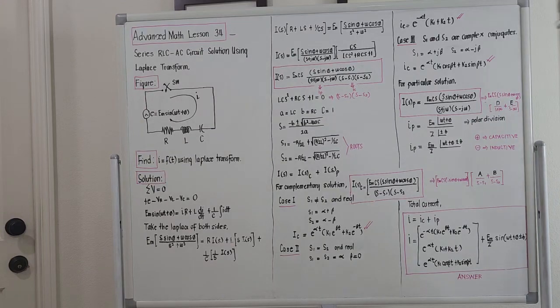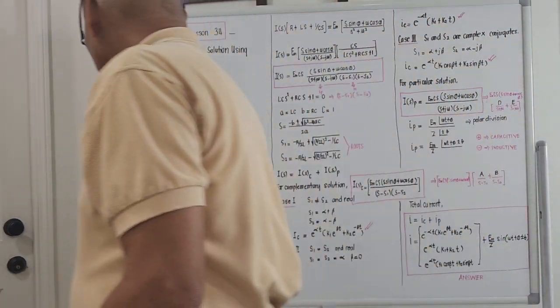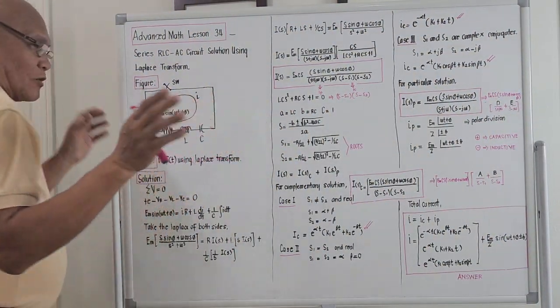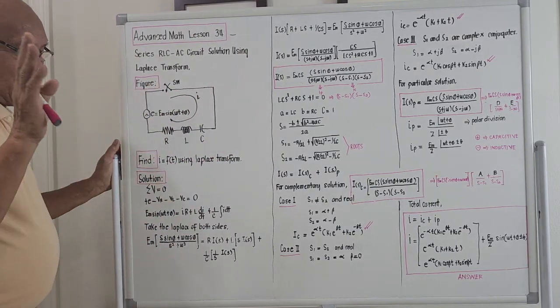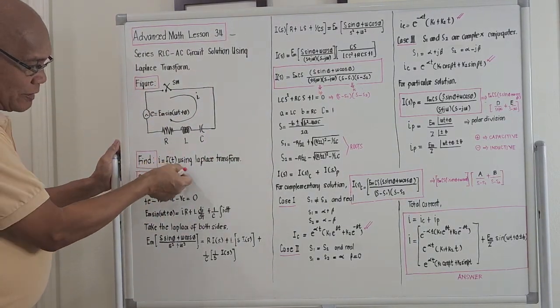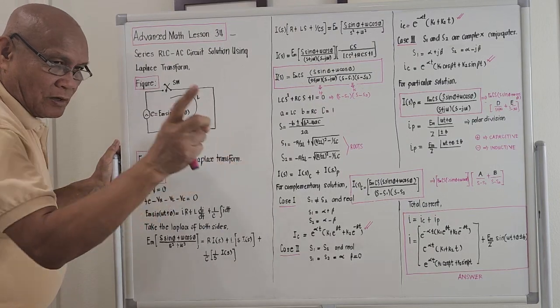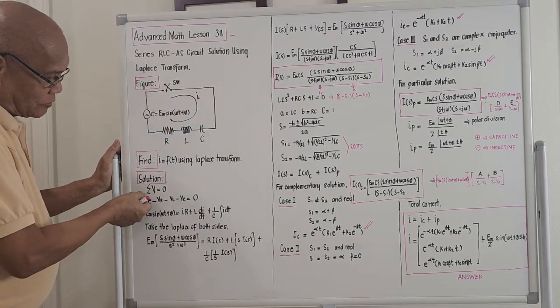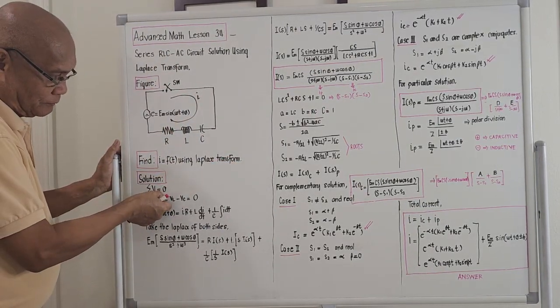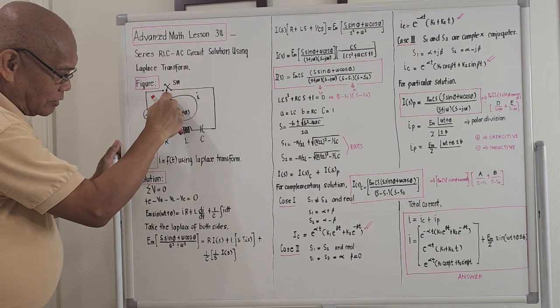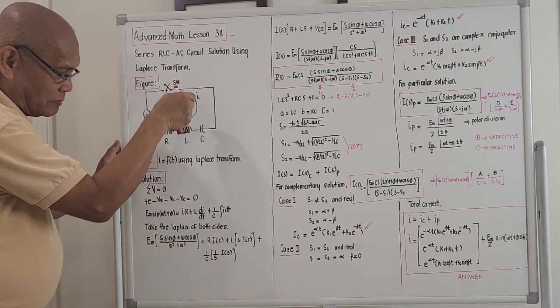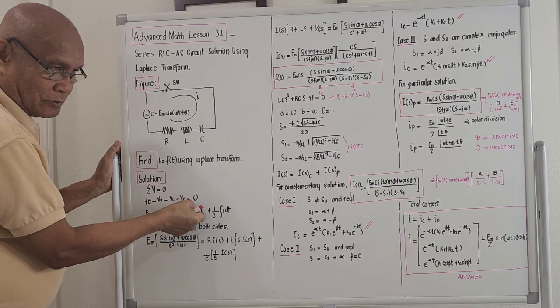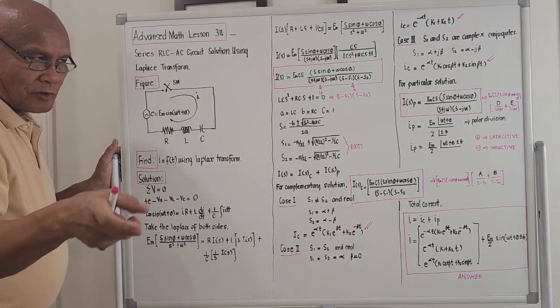Okay, let's proceed. To start the solution for finding current as a function of time using Laplace transform, we will start with the summation of voltages, and it should be equal to 0. We close the switch, then we take the summation of the voltages, and it should be equal to 0. That is actually Kirchhoff's law.